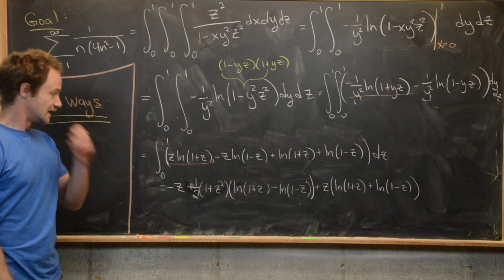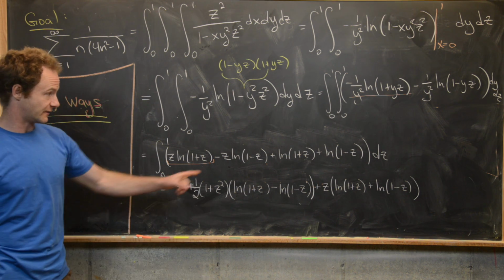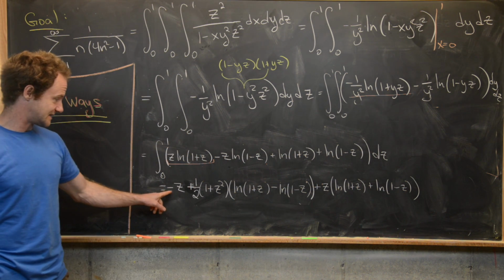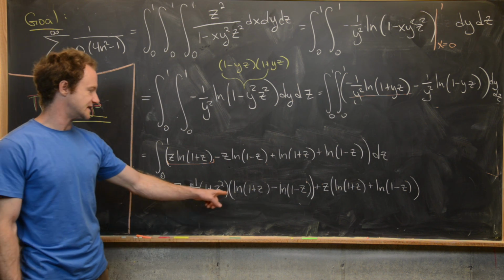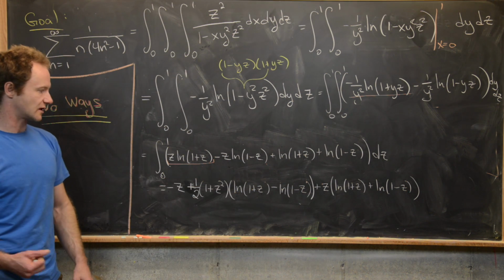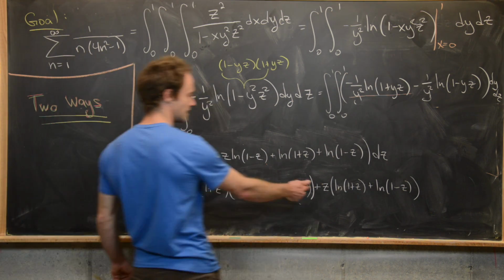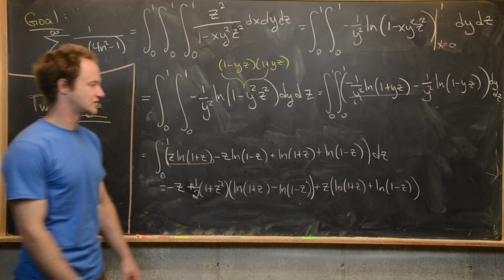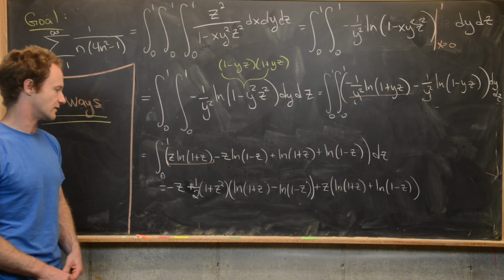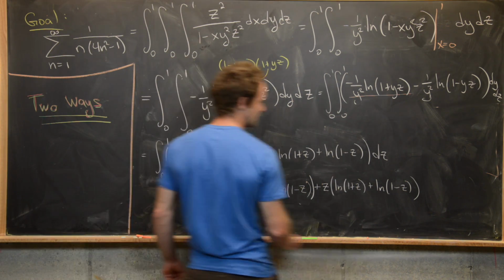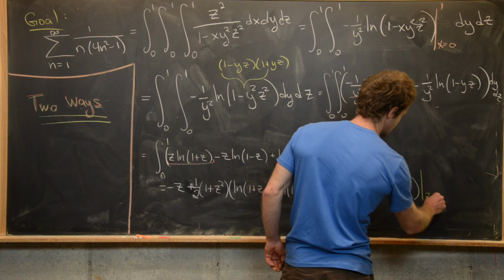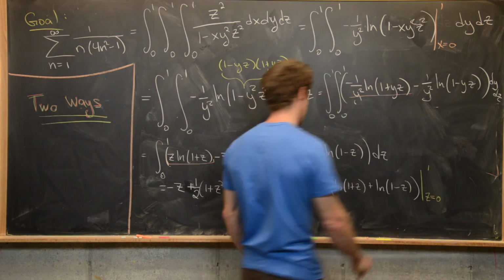a bit simpler. So that ends with the total antiderivative of everything being minus z plus half 1 plus z squared times the quantity natural log of 1 plus z minus natural log of 1 minus z, and then plus z times the quantity natural log of 1 plus z plus natural log of 1 minus z. Now we need to evaluate that from z equals 0 to 1.